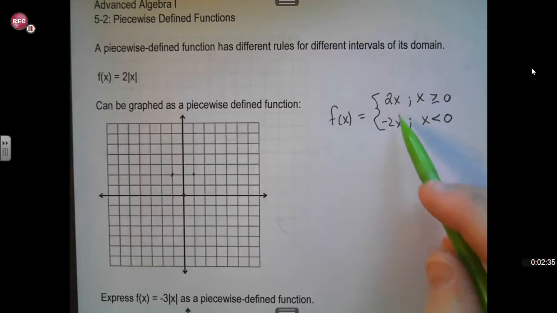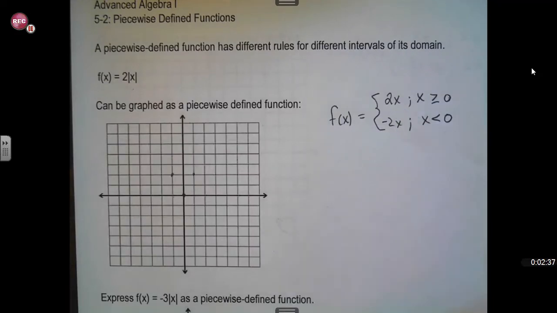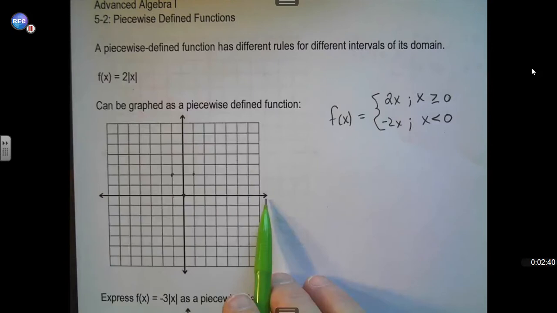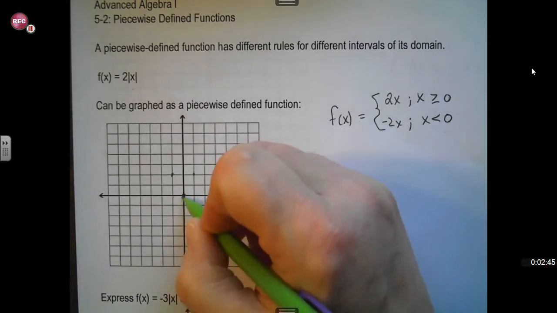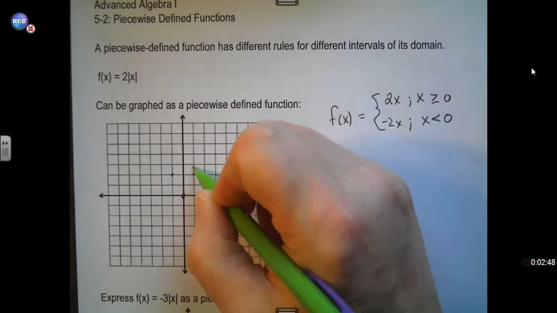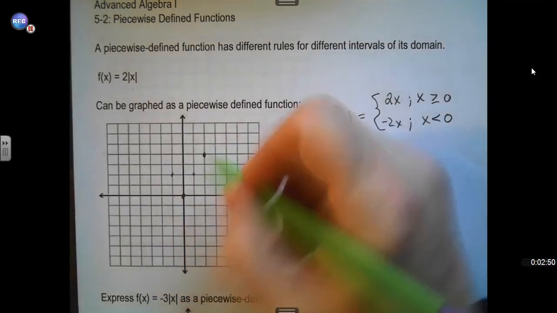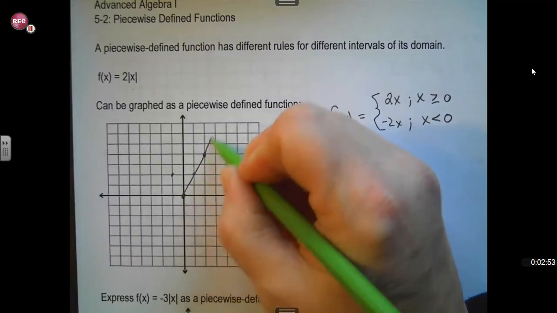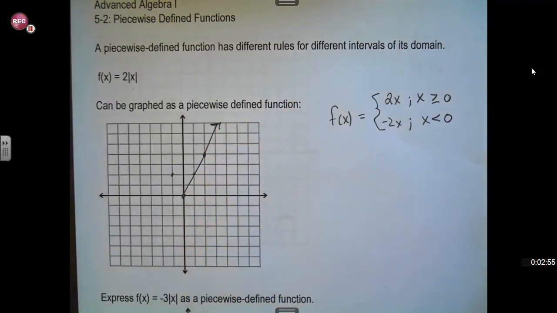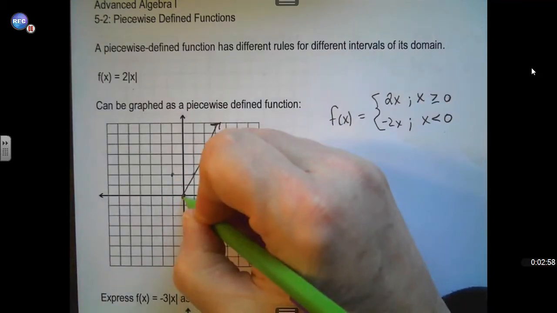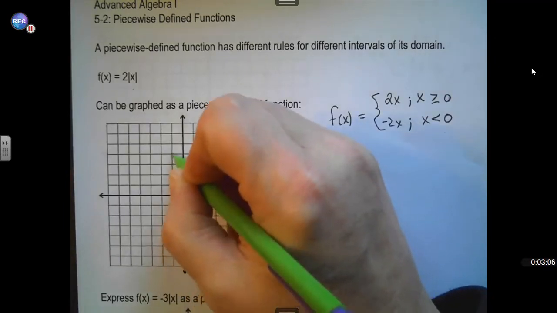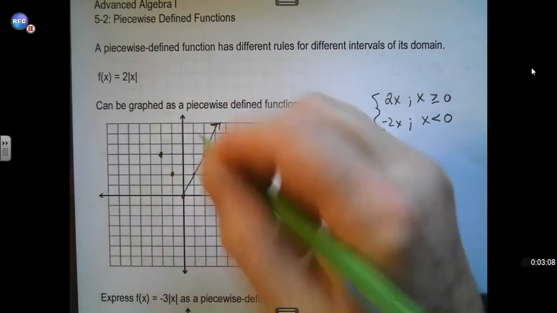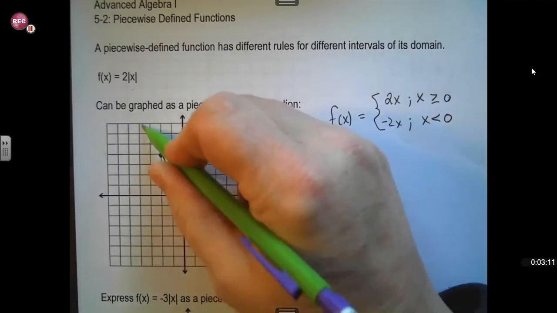I'm going to use the equation for the line 2x when x is greater than 0, positive. So again, that'll give me the same line. Goes through the origin. The slope is 2, rise 2, run 1, rise 2, run 1, etc. And there's that part of the graph. And then rise 2, run -1. Rise 2, run -1. And there's the other side of that graph.